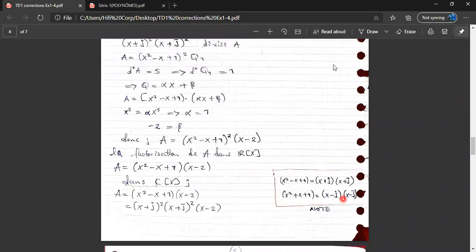I don't know if there are any questions. Oh, I have a question. Here the network keeps on cutting. So I don't know where you got the x plus j power 2 plus x plus j power 2.